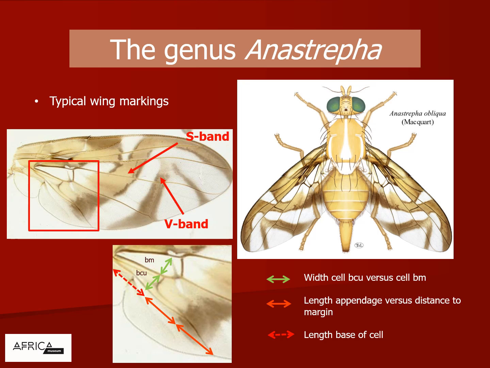The length of the finger-like appendage of cell BCU, this is from its base to the main body of cell BCU till its apex, is indicated by a double-headed red arrow. You notice that this length is approximately the same as the distance from the tip of the appendage till the wing margin. The dashed red arrow shows the length of the base of cell BCU, which is also more or less equal. We will compare these three dimensions with that in the other group.